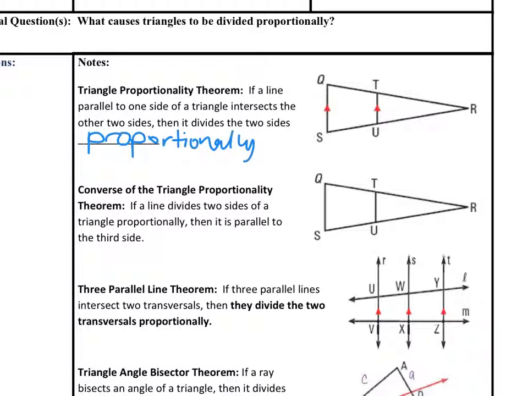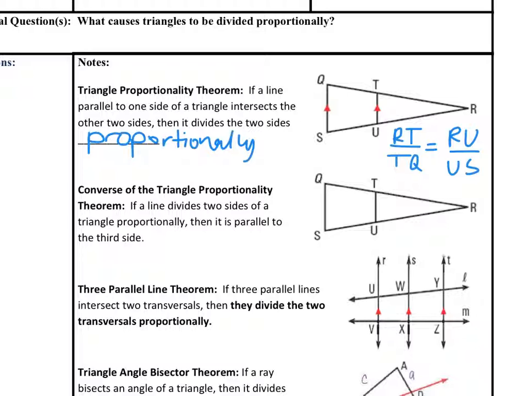So you see those little arrows there, that means that they're parallel. And you are then allowed to say that RT corresponds to TQ. So you don't have to take the entire side now, you can just take the pieces of it. And that is equal to RU over US. So because you have parallel lines, the pieces are proportional, not just the entire side lengths. The smaller pieces here.